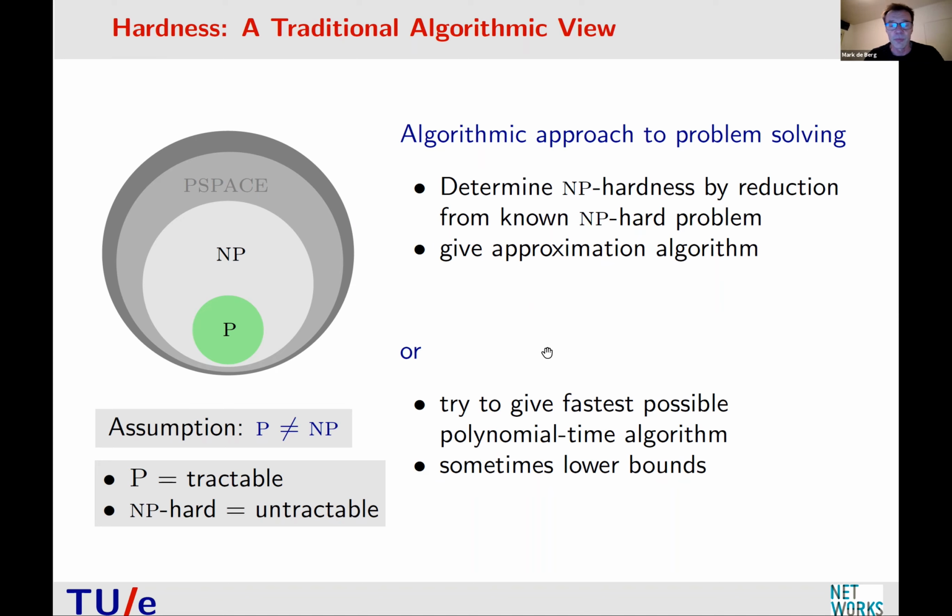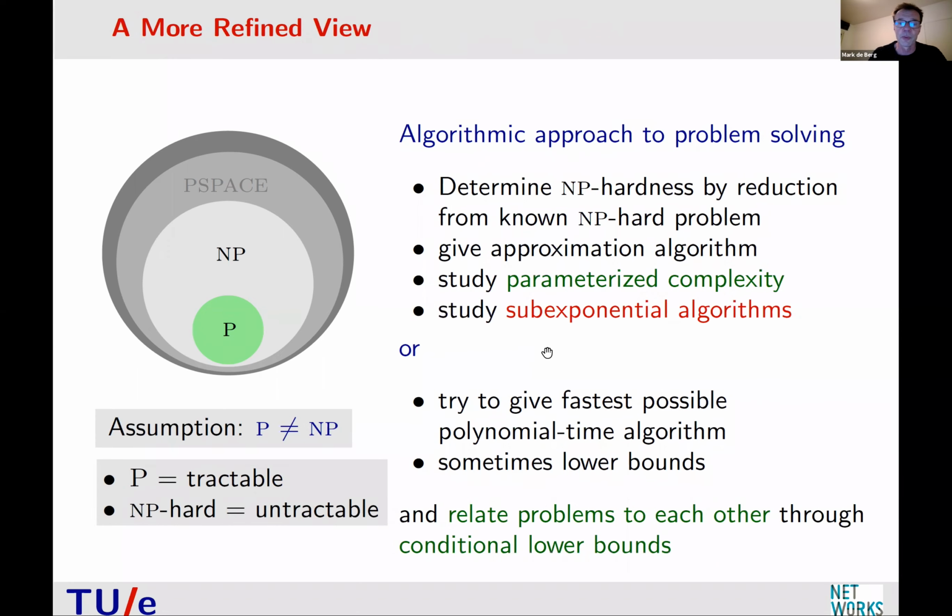Okay, well, I should not say recent years, but let's say the past decade, or maybe even a little bit longer already, people started to look into this complexity thing in a little bit more detail. So for instance, if you know that a problem is NP hard, then you don't give up on exact solutions and resort to approximation, but what you can do is study parametrized complexity.